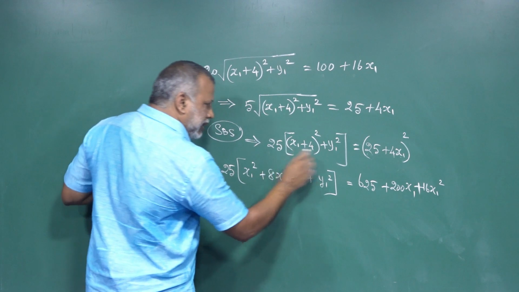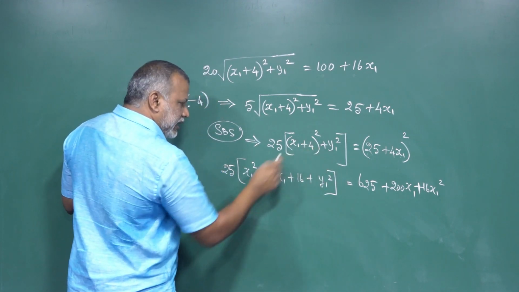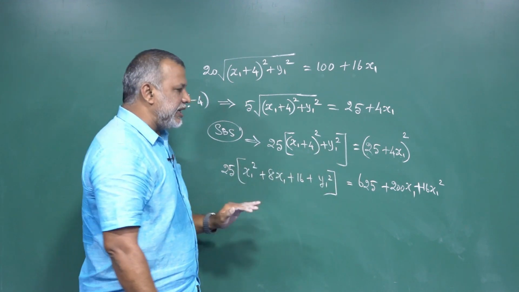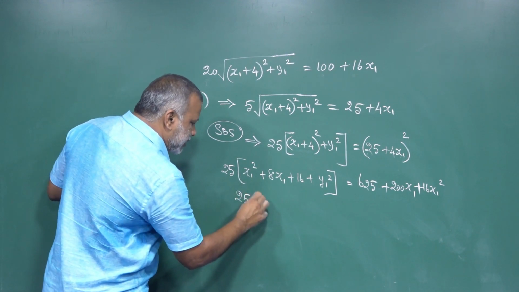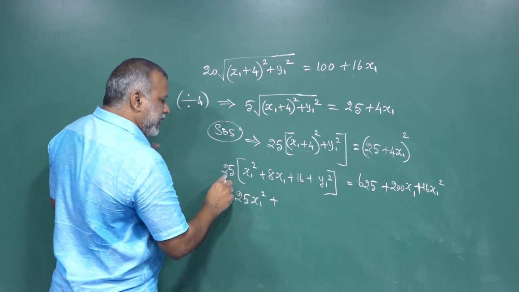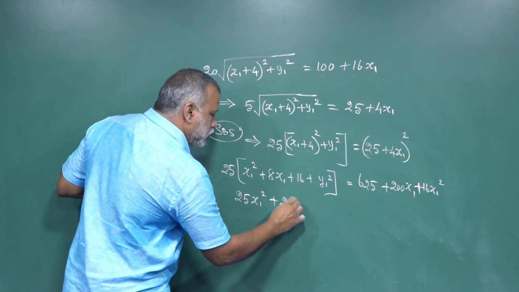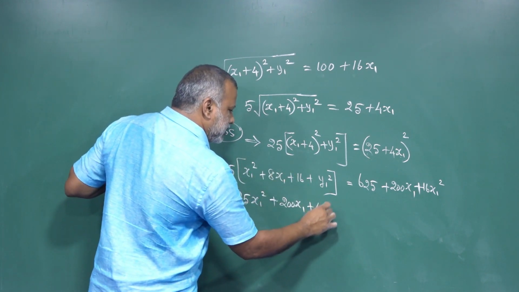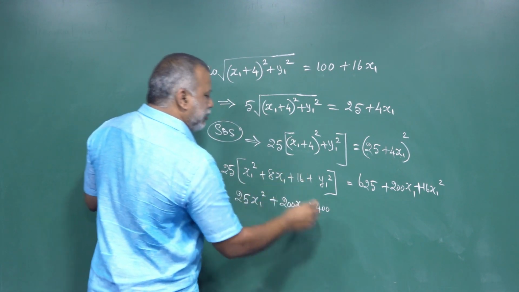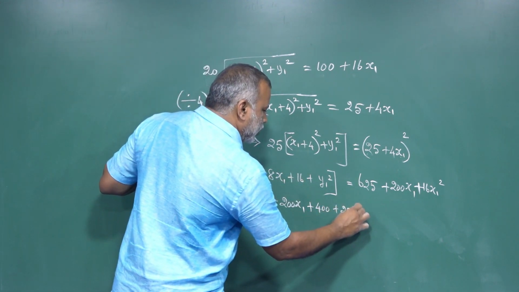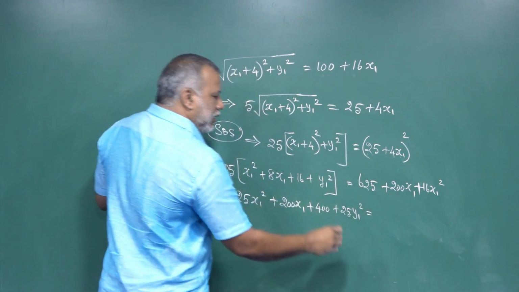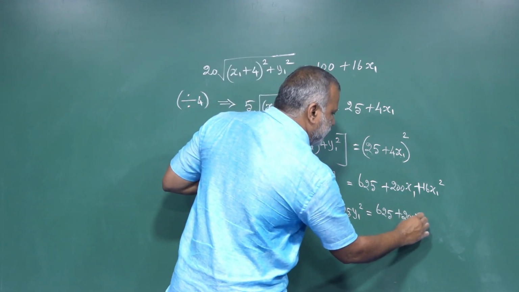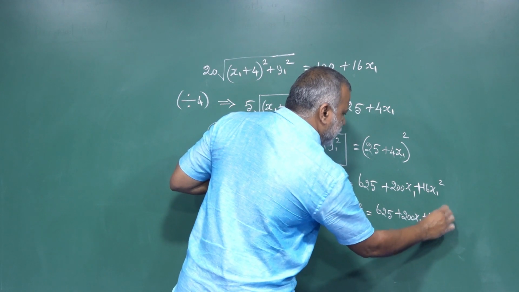Here 25 is multiplied with this expansion: x1 squared, 8x1, 16, y1 squared. Therefore, this 25 multiplication inside, listen, 25x1 squared plus 25 multiplied with 8, we can get 200x1. This 25 multiplied with 16, we can get 400. 25 multiplied with y1 squared, we can get 25y1 squared. In your RHS side, the remaining concept is the same: 625 plus 200x1 plus 16x1 squared.